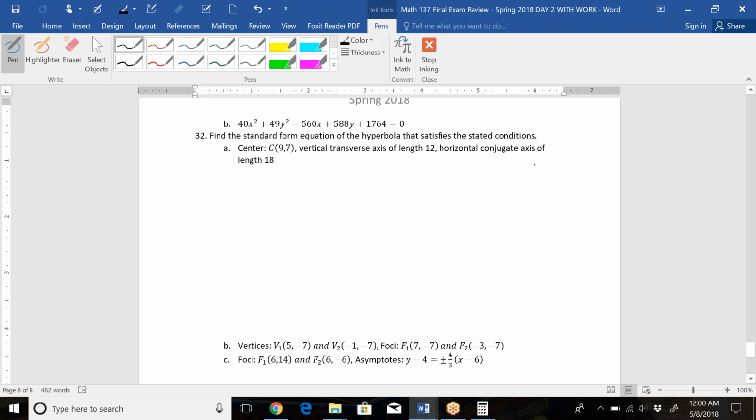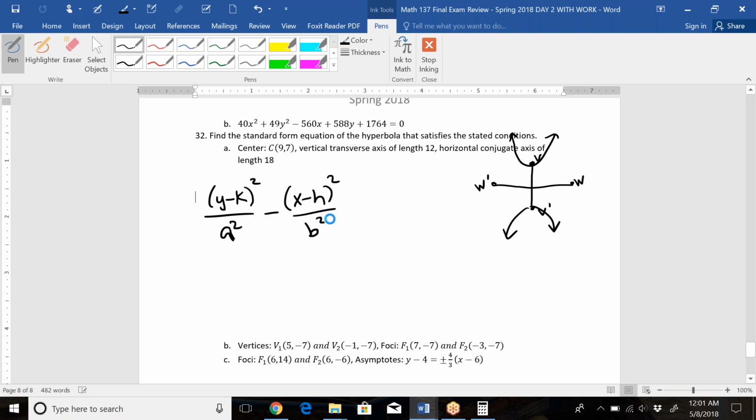So here's the thing about this. A vertical transverse axis means that's tied to your vertices, so V and V prime. A horizontal conjugate axis, that's tied to W and W prime. The hyperbola has the orientation that's connected to the V's. So that means this is up down, which means that we have (y minus k) squared over a squared, minus (x minus h) squared over b squared equals 1. So this is the version that we're looking at.